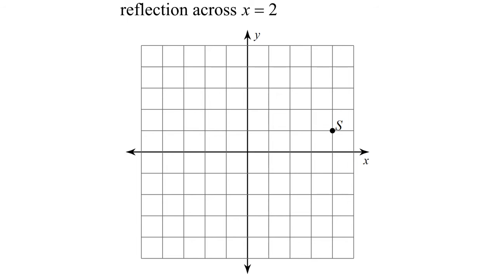Let's look at this one. x equals 2. I have to first figure out where that line is. Well, x equals means it's going to be a vertical line. So x equals 2 is right here because that's where positive 2 is. All right, so S again is 2 away from that line. So I'm going to go 2 away on this side and put S prime right there.